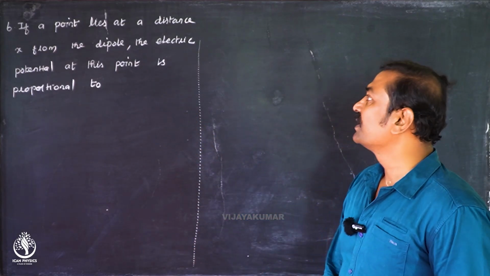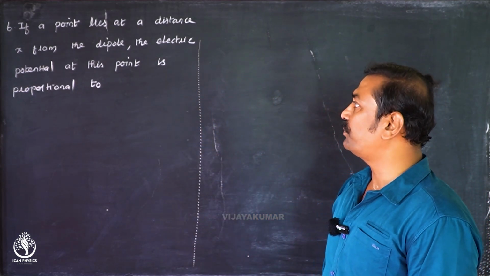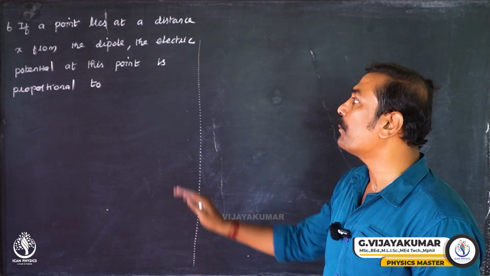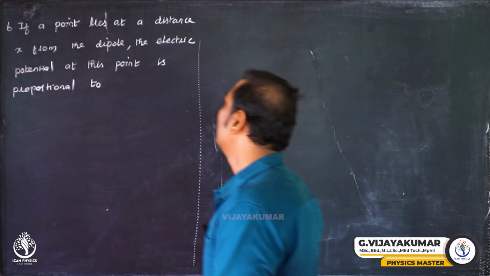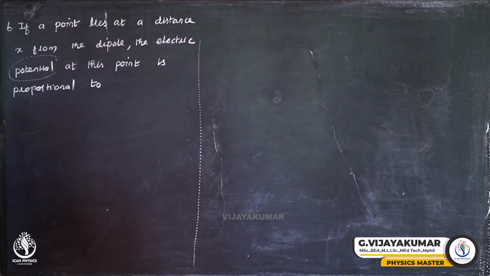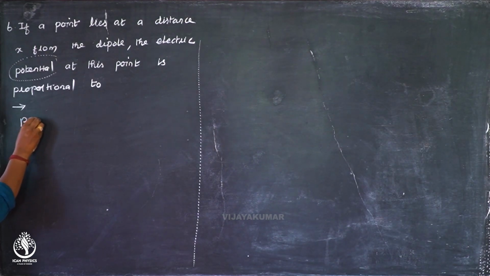So the next question is, if a point lies at a distance x from the dipole, the electric potential at this point is proportional to. So this is the question. In this, we have a new word, potential. So what is potential?